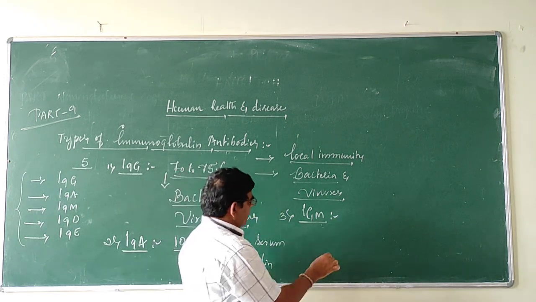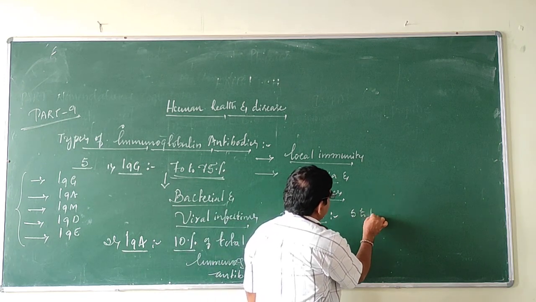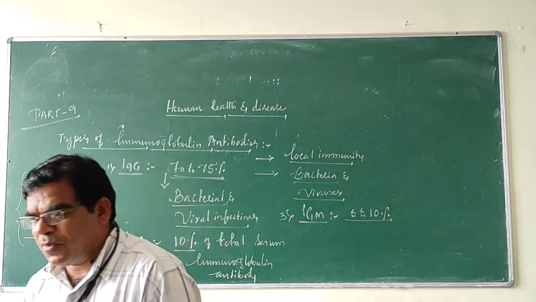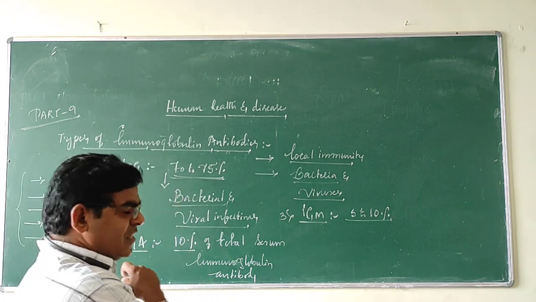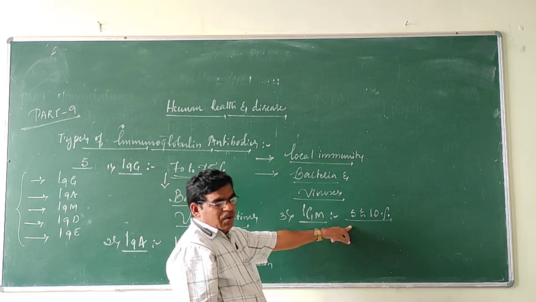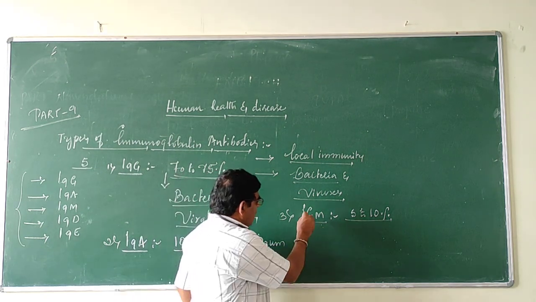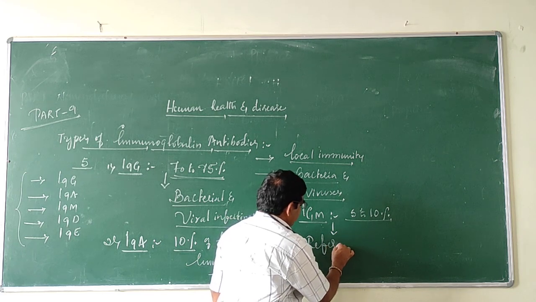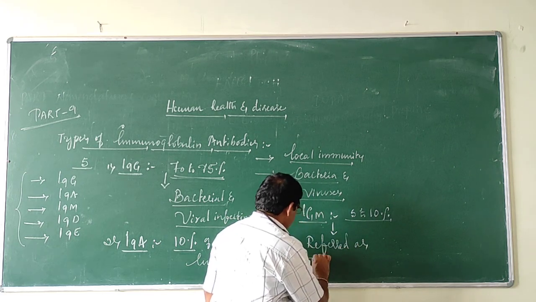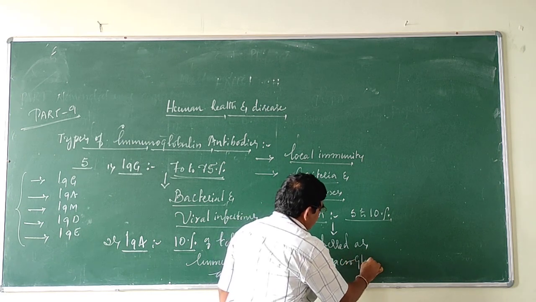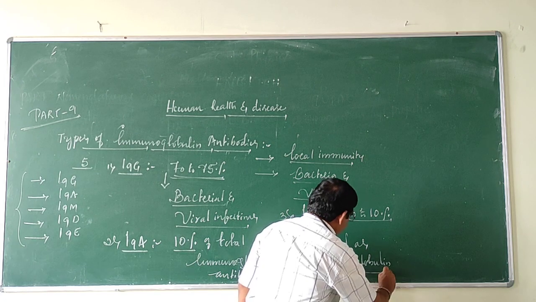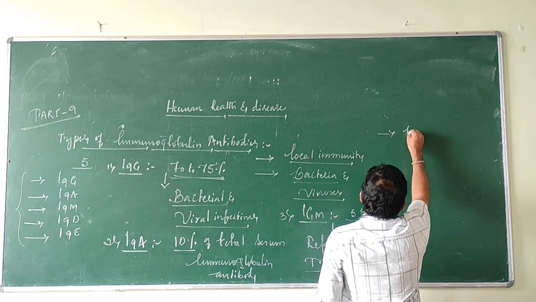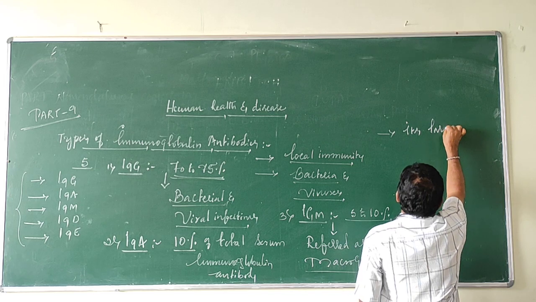It constitutes about 5 to 10%. IgM antibody constitutes about 5 to 10% of total serum immunoglobulin antibody. It is also referred to as macroglobulin because of its large size.